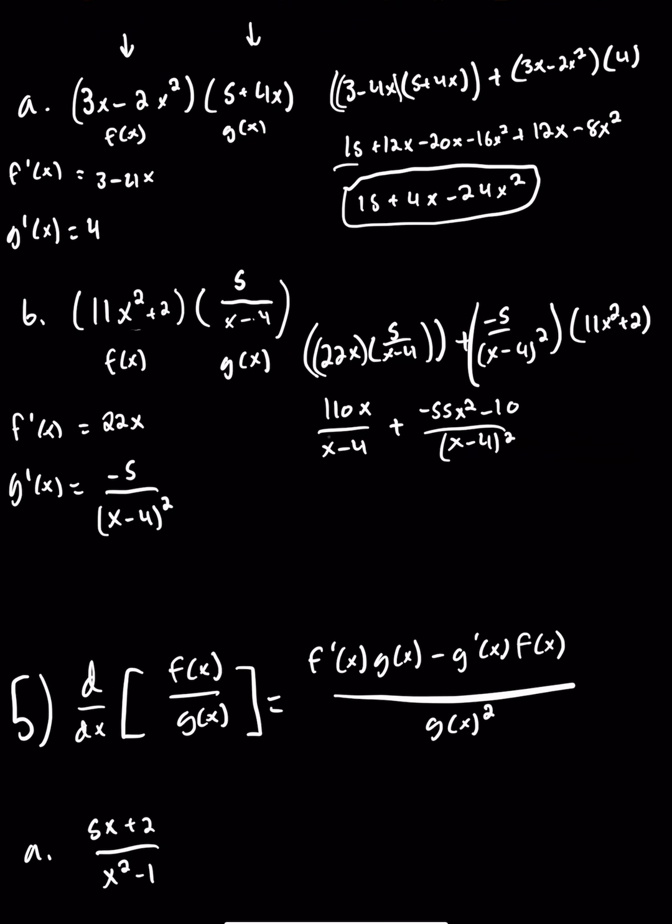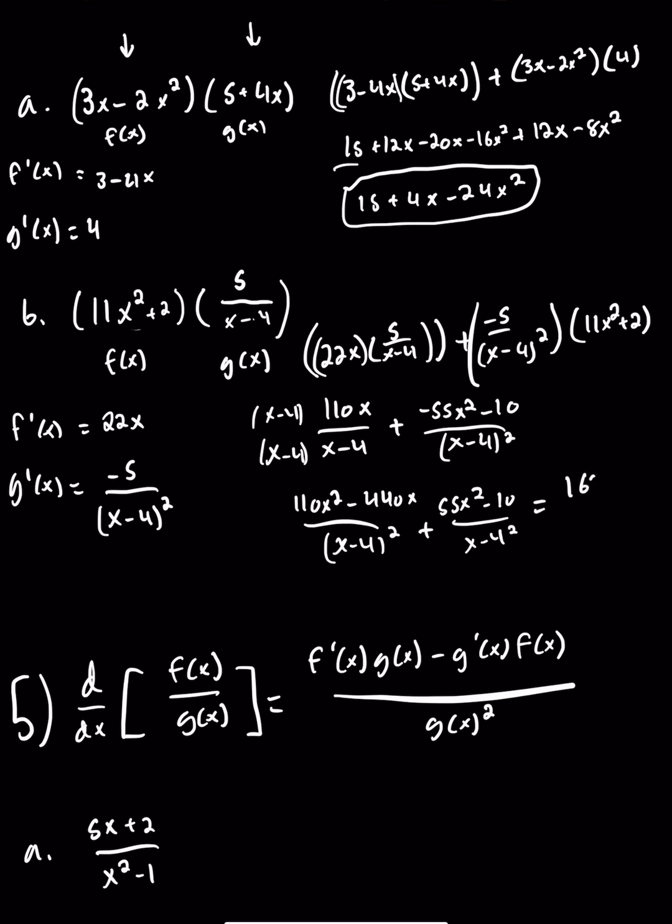Now we can times both sides by x minus 4 to make them the same. And then you're going to get 110x squared minus 440x over x minus 4 squared plus 55x squared minus 10 over x minus 4 squared. Combining terms, you will end up getting 165x squared minus 440x minus 10 over x minus 4 squared.